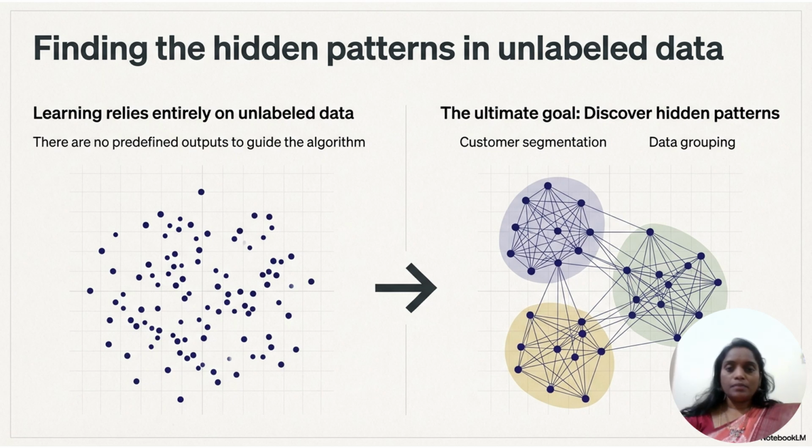Unsupervised learning is basically classified into two categories. One is clustering and association rule learning, and the other is dimensionality reduction. Clustering groups similar data points together, and association rule learning identifies the relation between and among the variables, while dimensionality reduction reduces the number of features while preserving the important information. So these are the various categories of unsupervised learning.